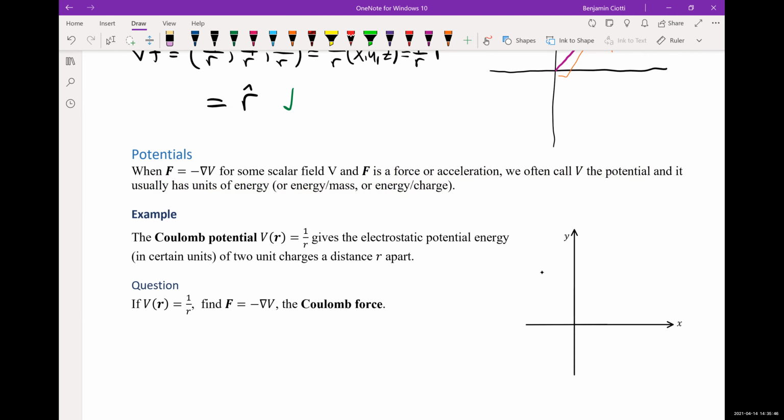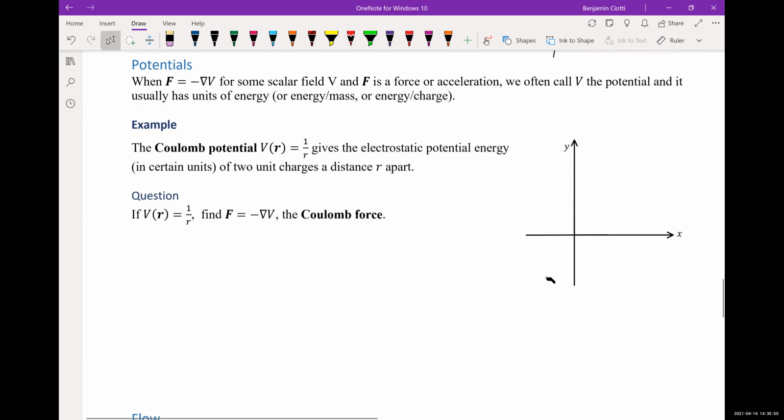Potential energy, for example. So here's an example with that, and you might recognize this because I've mentioned the Coulomb potential before. So the Coulomb potential is V of r equals 1 over r. This is a scalar function equal to the inverse of your distance from the origin. Physically, it's the electrostatic potential energy of two unit charges that are a distance r apart. So let's say you've got one unit charge at the origin, and some other unit charge up here somewhere else, and they're a certain distance r apart.